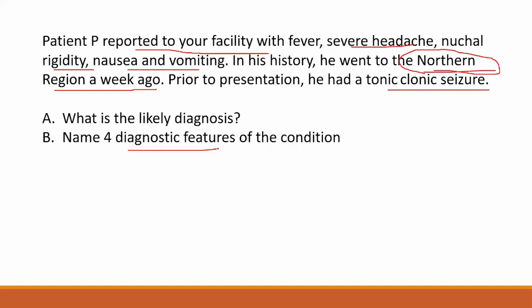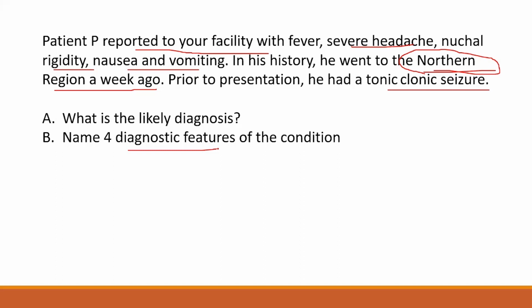The next point is the Brudzinski sign. A positive Brudzinski sign occurs when flexion of the neck causes involuntary flexion of the knee and the hip. I repeat, it is positive when flexion of the neck causes involuntary flexion of the knee and the hip. So when that is positive, then it is a sign of meningism.